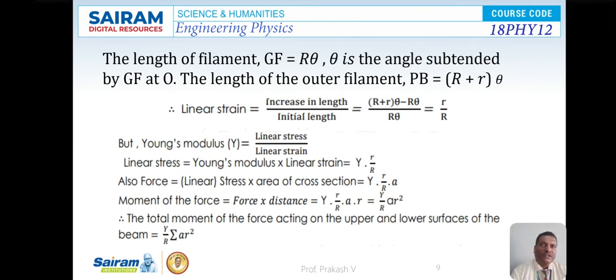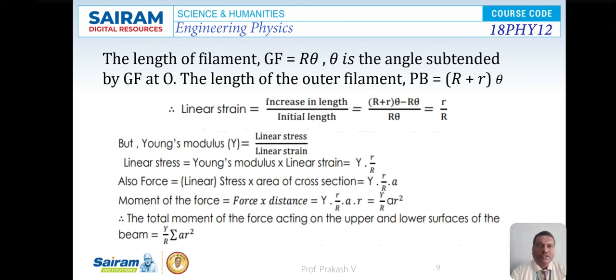Here theta is the angle subtended by GF at O. Therefore, the length of the outer filament PB is equal to (capital R plus small r) into theta. Therefore, the linear strain is equal to increase in length by initial length, which can be written as ((capital R plus small r) theta minus R theta) whole divided by R theta. After simplification, it will become small r by capital R.